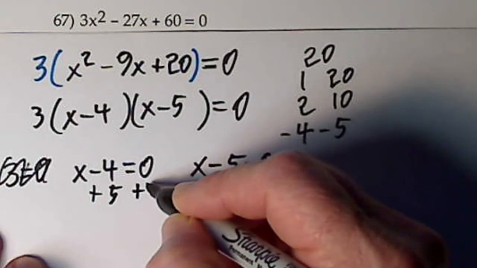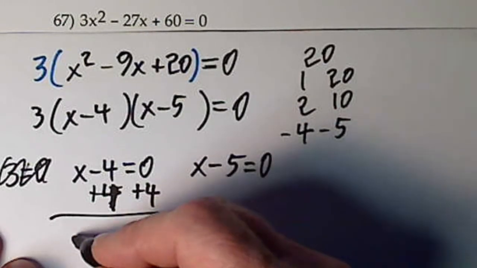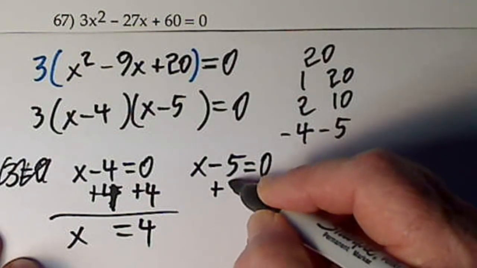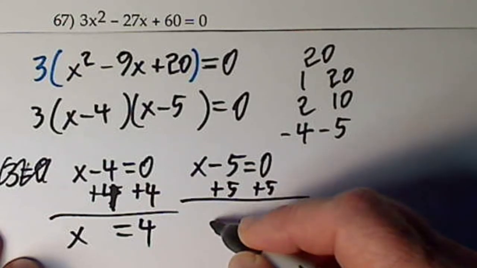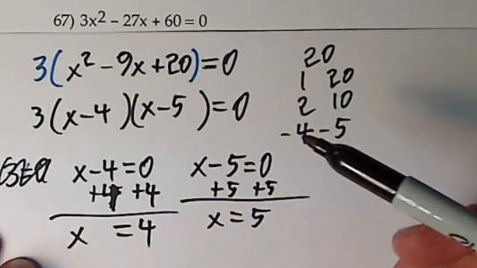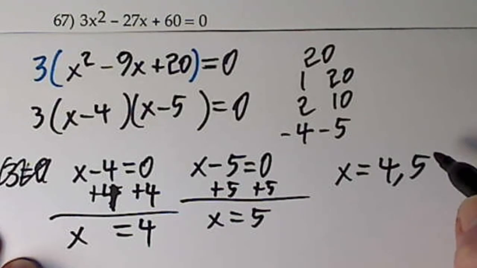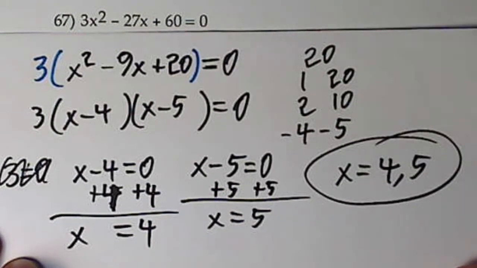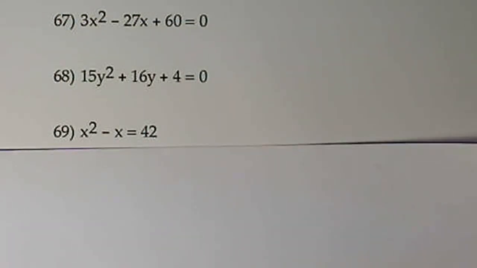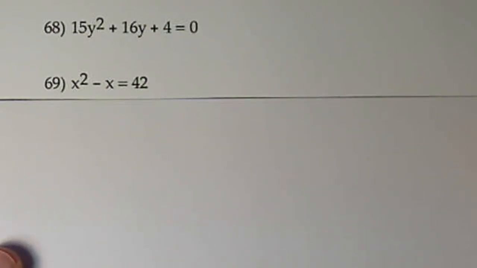So add 4. Darn it. Add 4. Add 4. And you get x equals 4. Add 5. Add 5. And you get x equals 5. So your answer, if you solve that equation, you get x equals 4 comma 5. Okay, 67. Now 69. Okay, and notice if we compare 69 to 68, I'm not going to solve 68, but I'll refer to it.